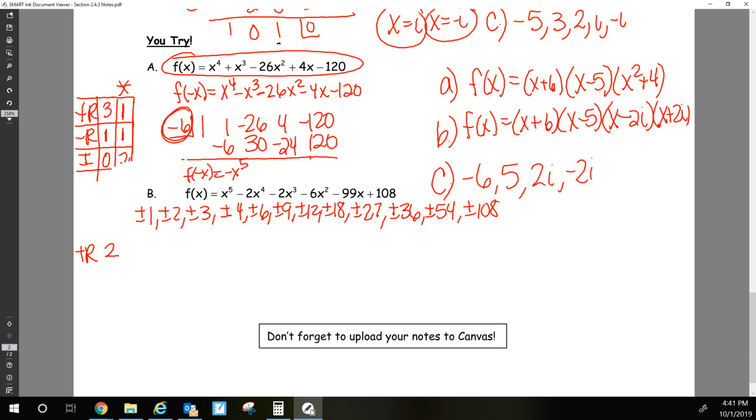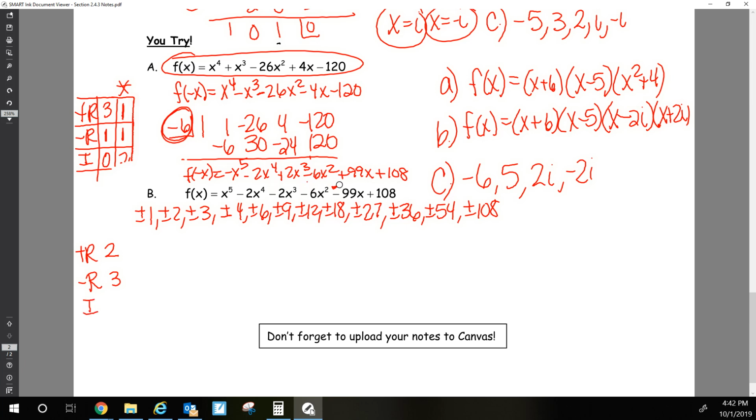Odd numbers change signs, even stay the same. Odd change signs, even stays the same. Odd change signs. Constants always stay the same. So now we're going negative, negative, positive, back to negative, back to positive, stays positive. So 3. So negative reals could have 3, and then we've got imaginaries.